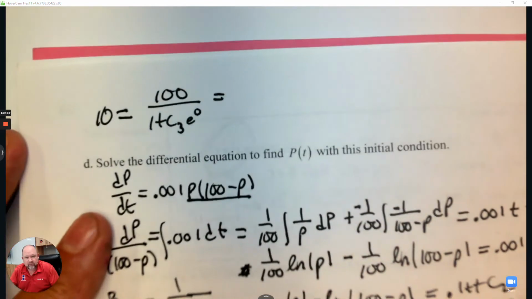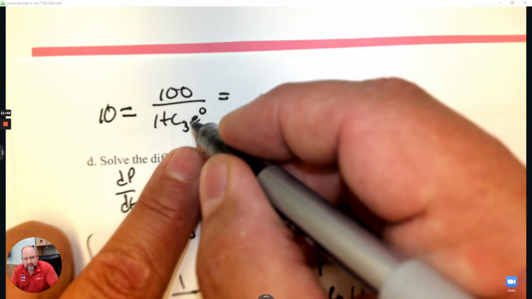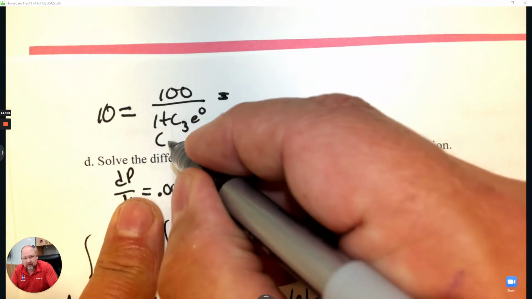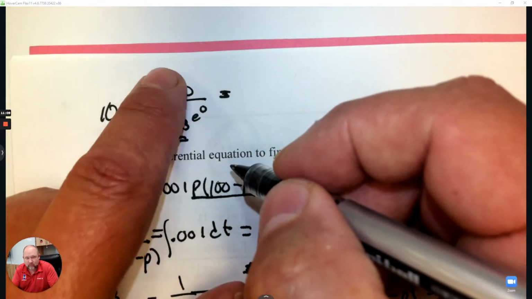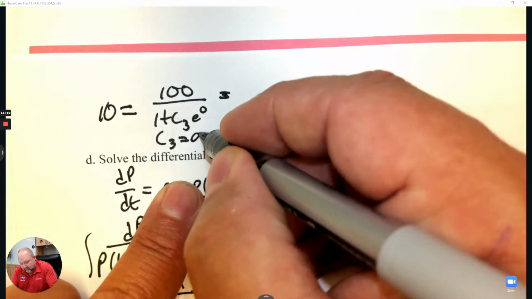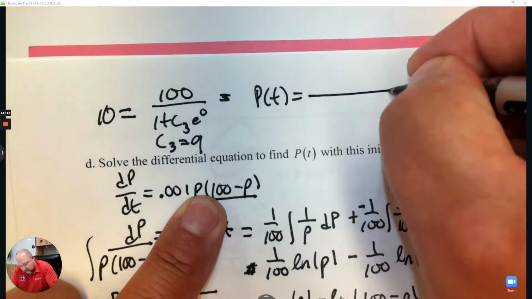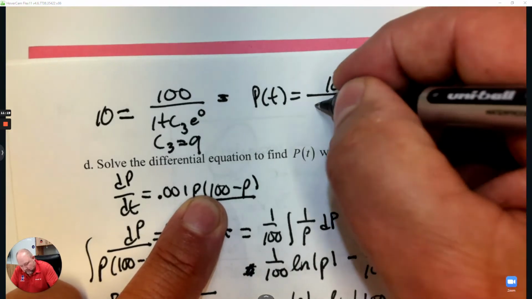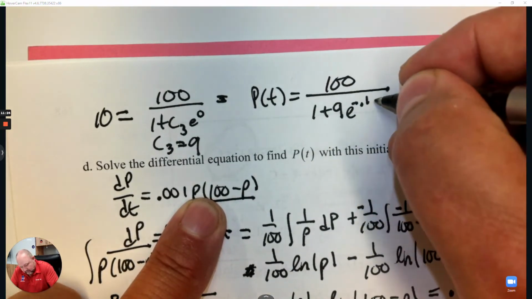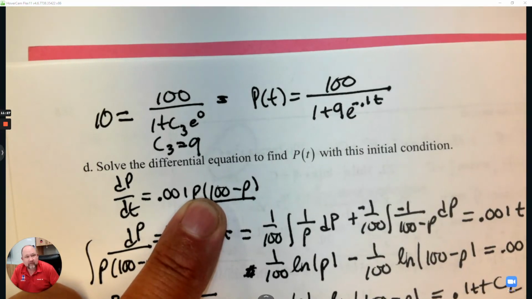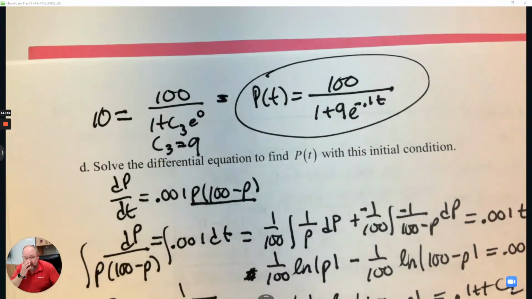So I'm going to plug in 0 for t. So this gives me e to the 0, which is 1. So what must C3 equal for this to equal 10? So it must be 9, because 1 plus 9 is 10, and 100 divided by 10 is 10. So the constant must be 9. So if I go back and write down what this is again, this is what it looks like. 100 over 1 plus 9 e to the negative 0.1 t. And you did it. That's where we got to, using the initial condition.